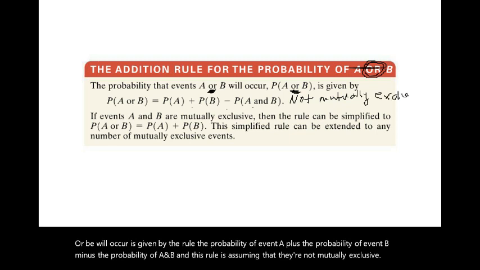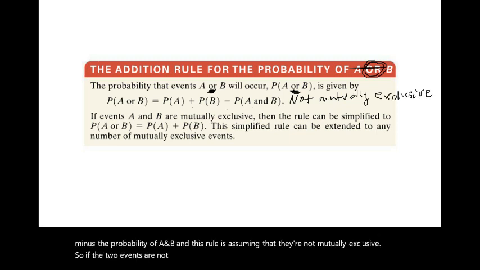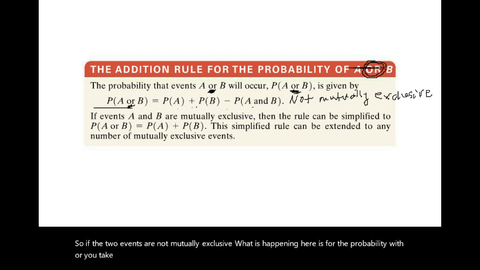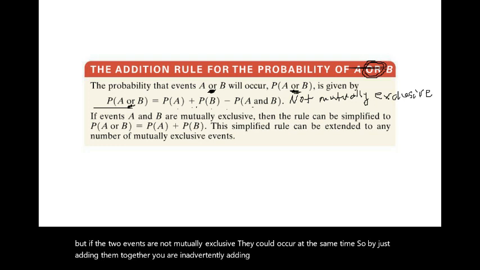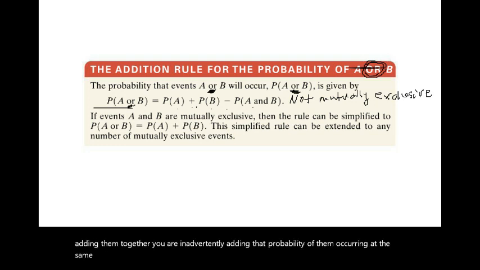So if the two events are not mutually exclusive, for the probability with or, you take the probability of the first event and you add to it the probability of the second event. But if the two events are not mutually exclusive, they could occur at the same time. So by just adding them together, you are inadvertently adding that probability of them occurring at the same time more than once. So what you have to do to compensate for that is subtract the probability of the two of them occurring at the same time.